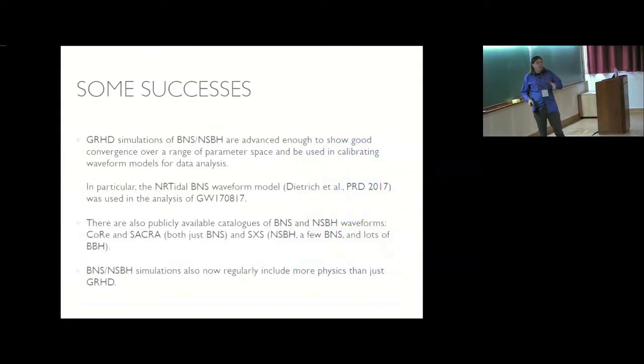So first, some successes. There are now these catalogs of mostly BNS systems, but SXS has a few NSBH systems. And these early ones that are covering enough parameter space are accurate enough to be used to tune phenomenological models, like you were hearing about. We used to talk about this phenomenological model. It's an inspiral tidal model that was used for the analysis of GW170817, but the other real models were also used for this analysis, while this one was tuned to waveforms.